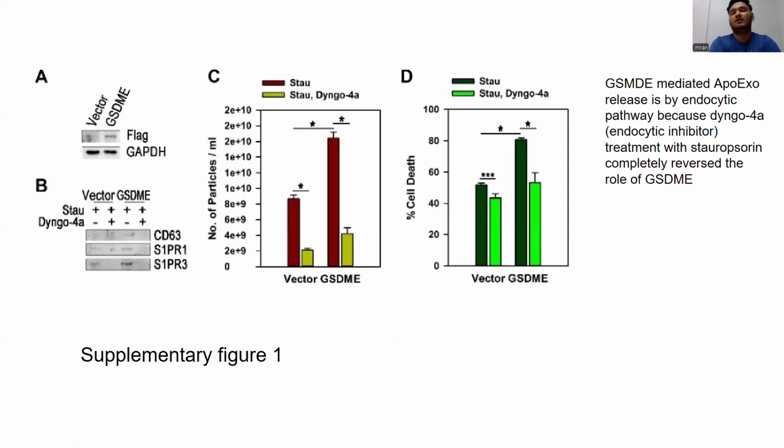Since the formation of exosomes is endocytosis based, in order to find the involvement of gasdermin E in endocytosis, the authors used an endocytic inhibitor known as Dyngo-4a. The use of the endocytic inhibitor completely reversed the role of gasdermin E in the biogenesis of exosomes, as it reduced the amount of particle release and also the cell death.